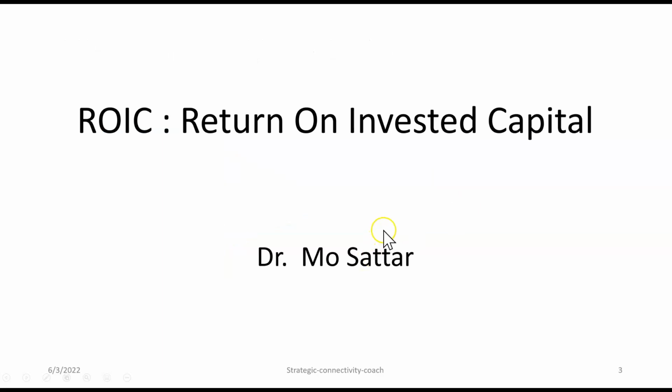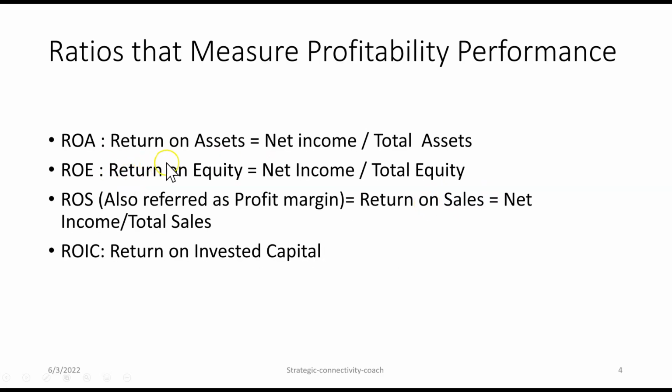So let's talk about the ROIC, which is return on invested capital. Now, it is a ratio. I think there are other ratios that you're familiar with in finance, and these are ratios associated with a combination of profitability and the assets. Some of the ratios that you're familiar with are return on assets, which is net income divided by total assets, or return on equity, which is net income divided by total equity, and return on sales, also referred to as profit margin. So it is net income divided by total sales.